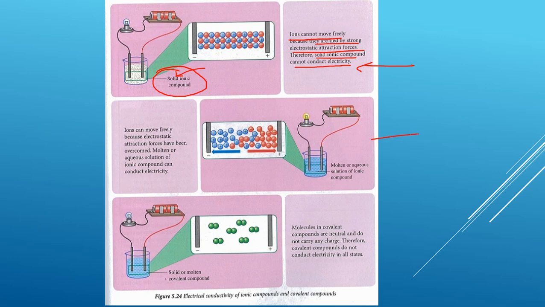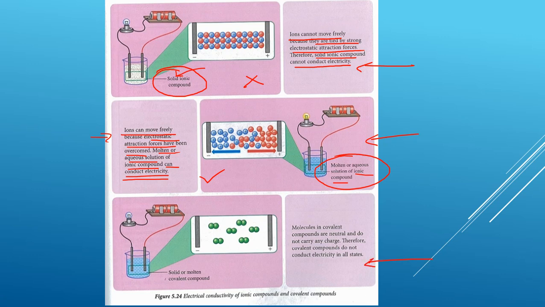Okay, so the second one here, we have molten or aqueous solutions of ionic compound. The keyword here is ionic compound. We know ionic compounds contain charges or ions. Another keyword is molten or aqueous solution. Molten means liquid, aqueous means you add water. In this case, ions can move freely, because the electrostatic attraction forces have been overcome. So molten or aqueous solutions of ionic compound can conduct electricity. This one conducts electricity, this one does not.